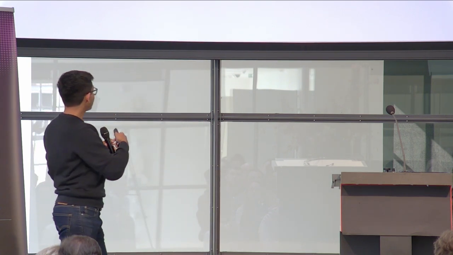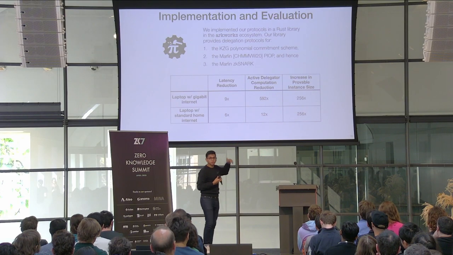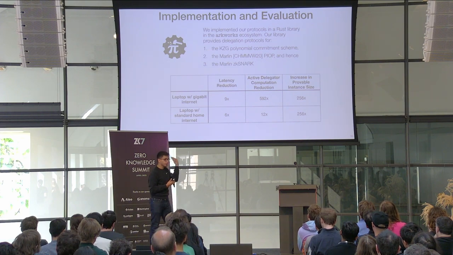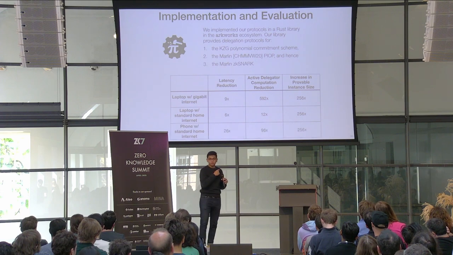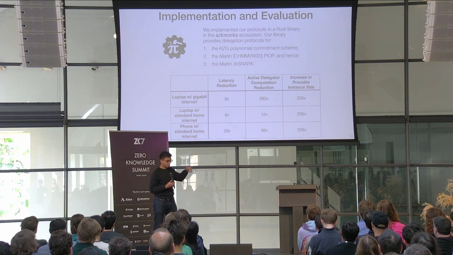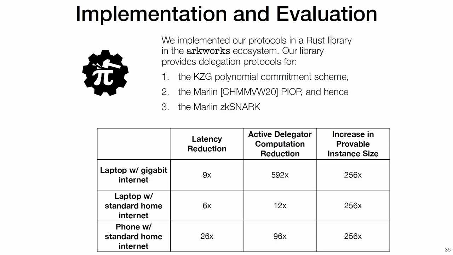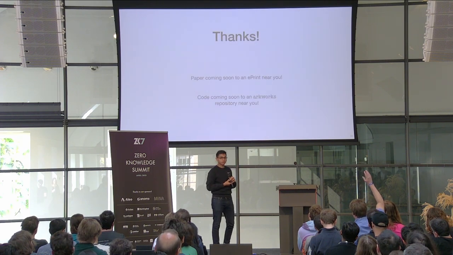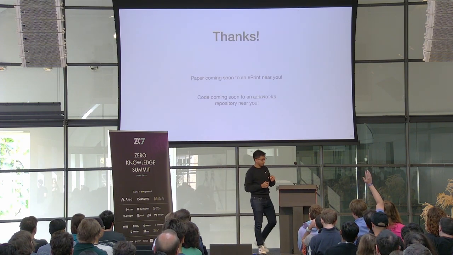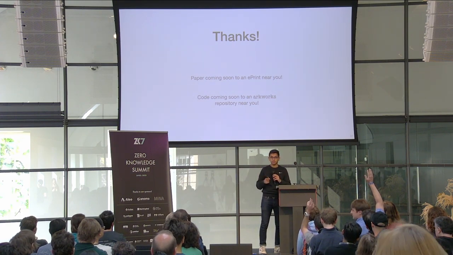The other settings are a laptop with standard home internet, and here we see less impressive numbers because the communication overhead back and forth with the delegator becomes problematic. And the final one is doing the same experiments on a mobile phone. Here, because the phone is so much weaker, even despite the slower internet, you're still able to see quite large performance improvements. All right, so that wraps up my presentation. The paper is coming soon to an eprint near you, and the code also, hopefully. Fantastic, thank you, everyone.